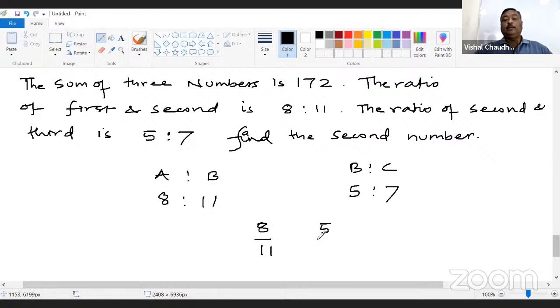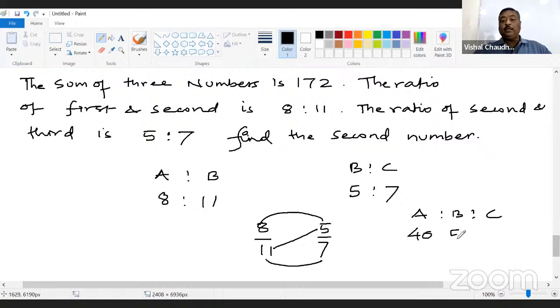8/11, 5/7. So we have A, we have B, we have C. A is 40, B is 55, and C is 77. We have the answer, 55. Is it clear? We have the answer, and that is 55.